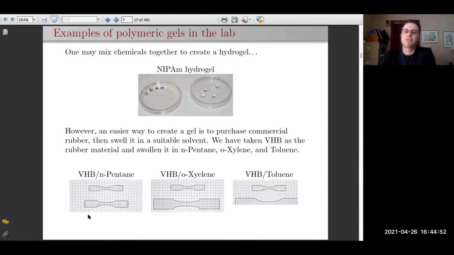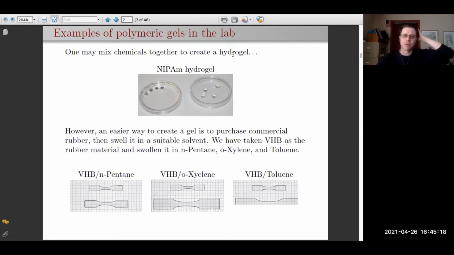And so one of the first things we tried to do in the lab was make some hydrogel, particularly a NiPAM hydrogel. And it requires chemicals and mixing. And I will tell you now, it was a complete failure for us. We could not do this repeatably, no way, no how. And so we just gave it up. And we turned to something that we found much easier.